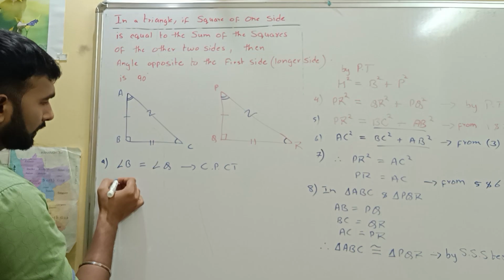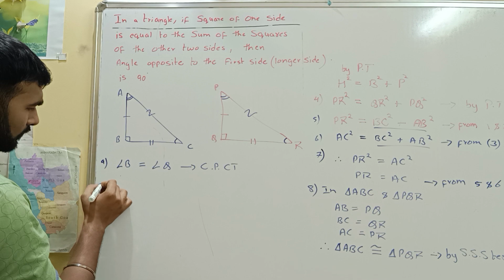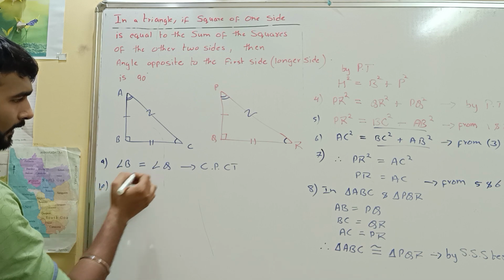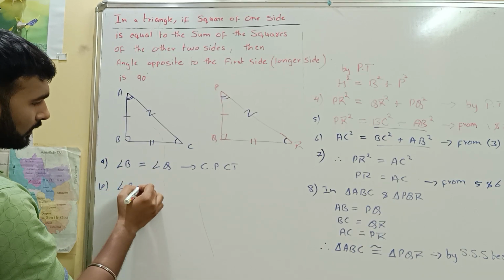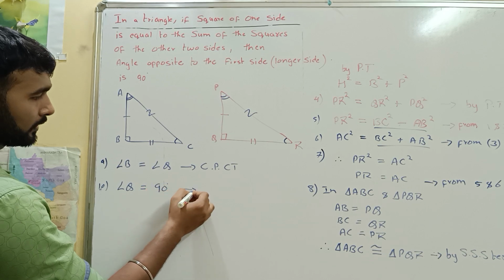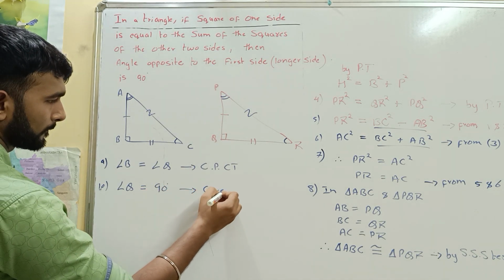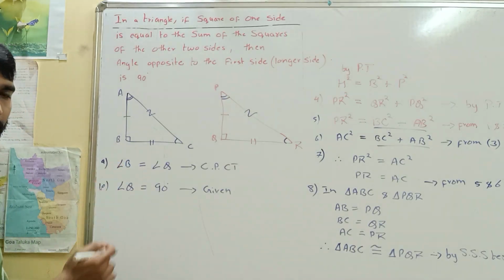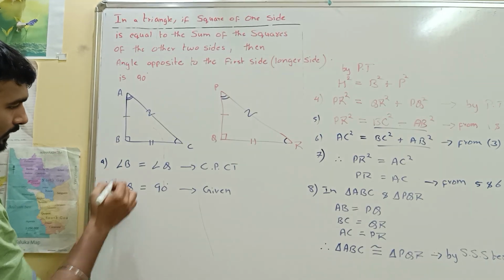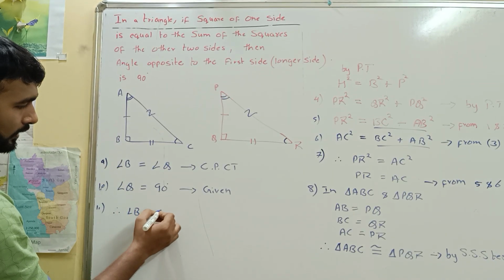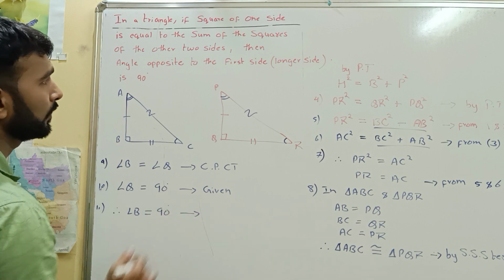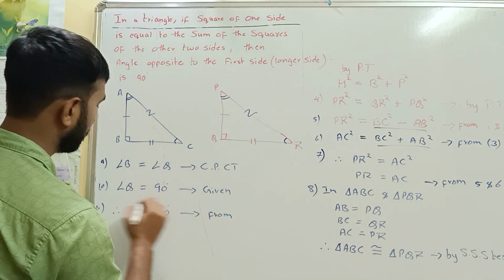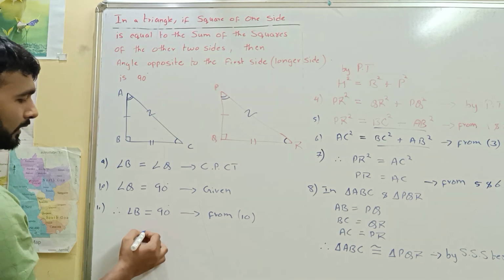Okay, so step number 10: my angle Q is equal to 90 degrees, which is already given to us, right? So now if angle Q is 90 degrees, if I put this value in place of Q, that means my angle B will also be 90 degrees. So that is what we had to prove, from step number 10. Okay, and you can write hence proved.